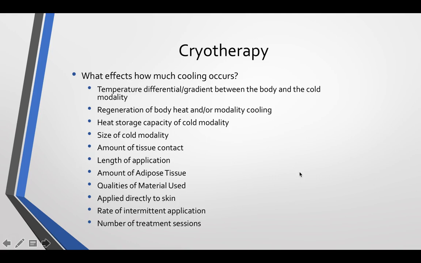And then our number of treatment sessions. So how often are we doing this? It kind of goes with our rate of intermittent application. Are we continually or after a brief interruption applying the modality? And then the individuality of the person. So again, the amount of adipose tissue, what are they tolerating, how does their body respond, how is their hypothalamus, how is their sympathetic nervous system. If that is affected, we could have more issues with regulating the cold, so they might get cold faster, different things like that.